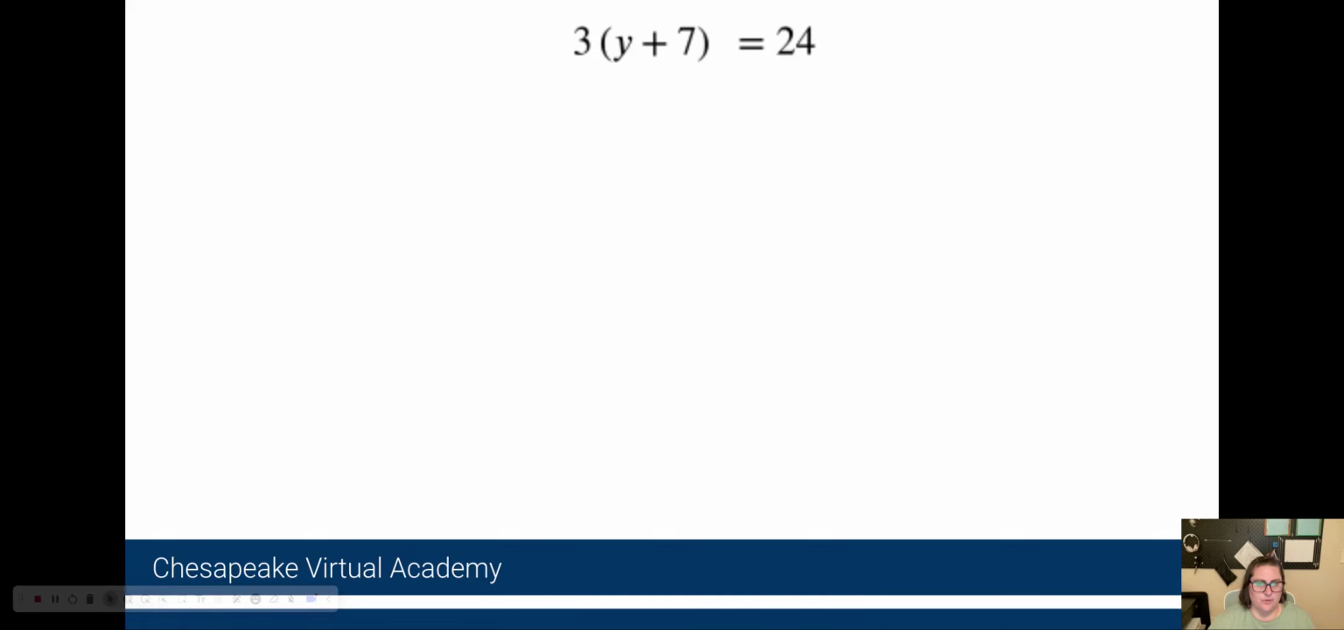In our first problem, we have 3 parentheses y plus 7 equals 24. We're going to write that down; we have it on our note outline. Now we're going to talk about the steps to solve this. If we remember from Algebra 1, we should distribute that 3 to the y and the 7. So we get 3 times y, which is 3y, and 3 times 7, which is 21. The 24 doesn't get multiplied by 3 because it's not part of the group. That's our distributive property.